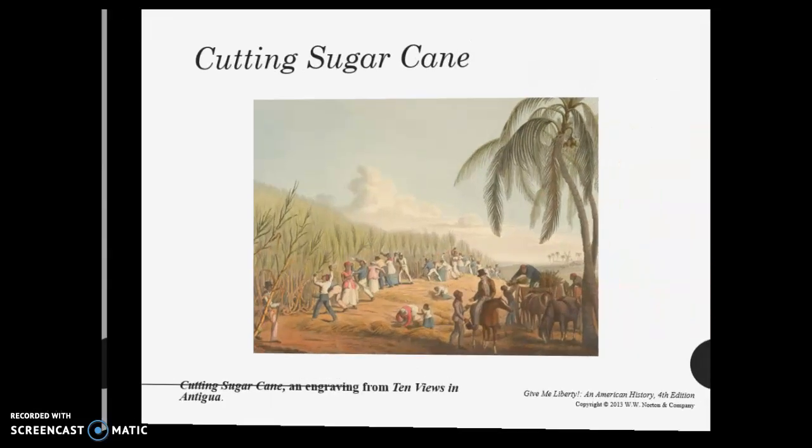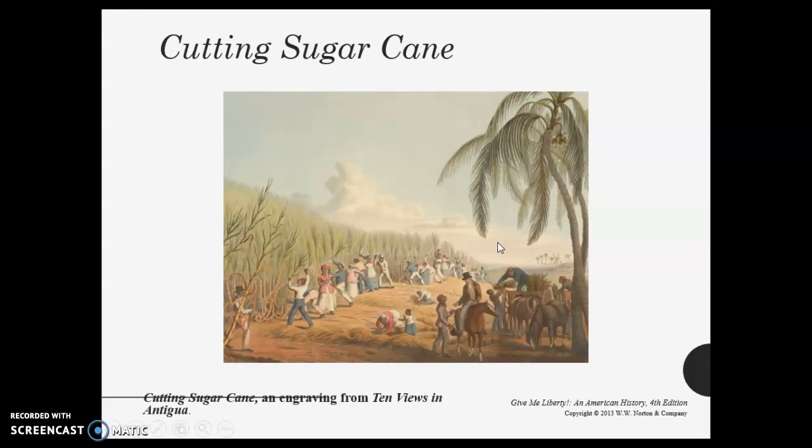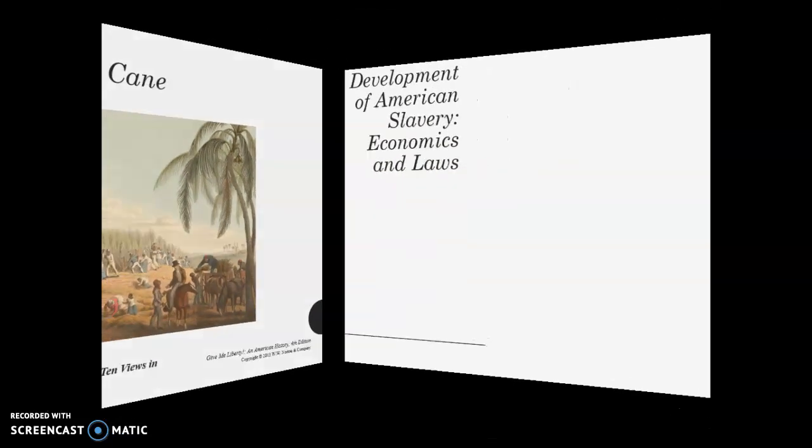Let's move on to the next one here. And that was the big rice and sugar, and then later tobacco. You can see here cutting sugar cane in the Caribbean, in Antigua. Very, very difficult, dangerous work. And why was sugar the first big consumer good? If you had sugar, it makes everything better. Sweeter, that's the whole thing. You could drink coffee and tea more easily, all sorts of things. So that's why sugar became the first major consumer good.